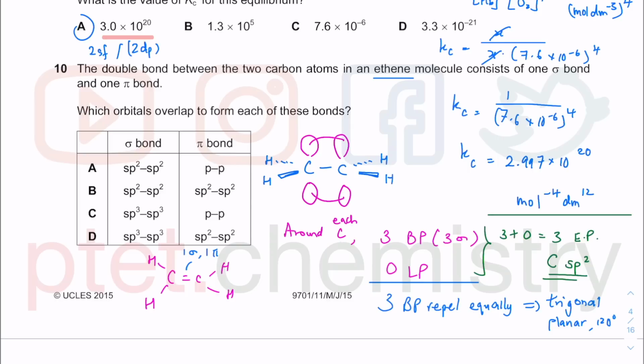These unhybridized p orbitals can overlap sideways, and this gives you your pi bond. So the sideways overlapping of the unhybridized p orbitals gives you the pi bond, and then your sigma bond there is between your hybridized orbitals, which is the result of carbon sp2 from these 3 bond pairs and 0 lone pairs there. So it's sp2 with sp2, and that will give you the sigma bond there. Okay.